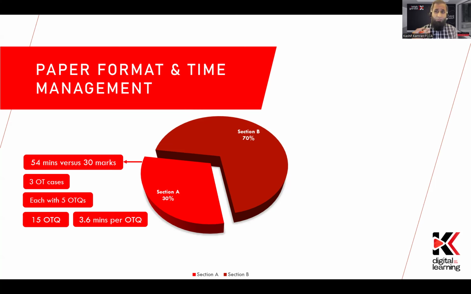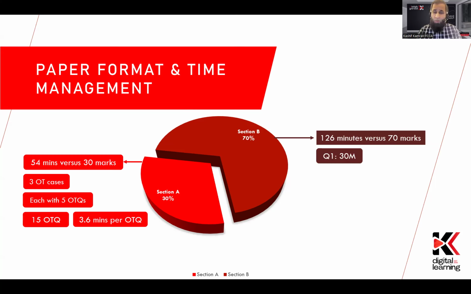According to the 54 minutes, we'll have roughly 3.6 minutes per OT question to solve, which is very good. So you have a good amount of time per OT question, and you should not be in a rush or hurry to solve them. You should carefully read, think, and then choose the correct answer for the OT question. In terms of section B, we have 126 minutes for the 70 marks section.